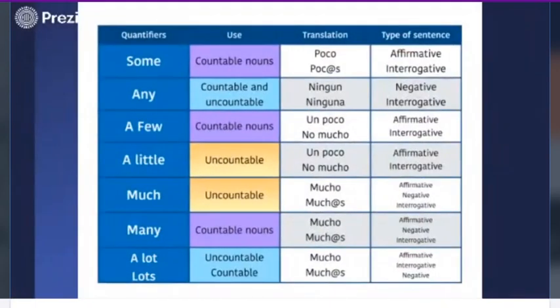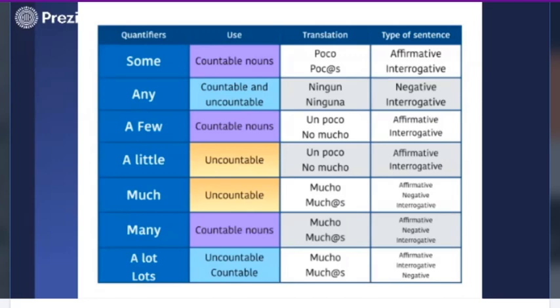Some. Some we use with countable nouns and means poco or pocos. And we use it for affirmative and interrogative sentences. Any. Any can be used with countable and uncountable nouns. Means ningún, ninguna. You can use it in negative or interrogative. When you're using interrogative it means algún, like do you have any milk? ¿Tienes algo de leche? Do you have any apples?